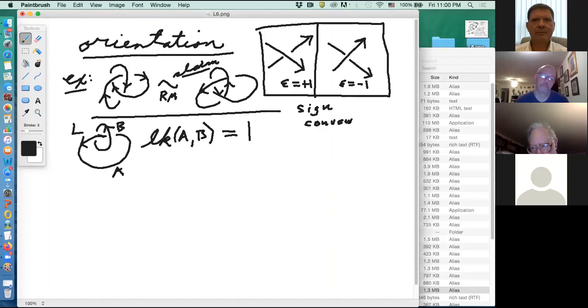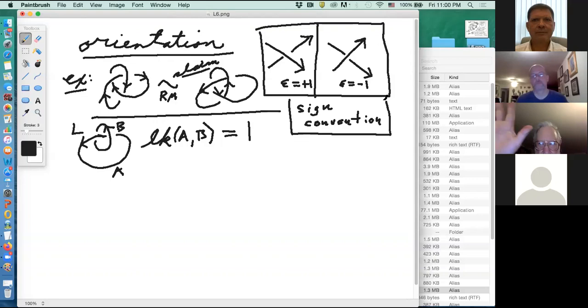So you have to memorize this sign convention. It's the standard one we'll use. One way to remember it is that you put the fingers of your right hand in the direction of the overcrossing line, then your thumb will point in the direction of the undercrossing line if you are looking at a positive crossing. You can try that. Fingers in the direction of the overcrossing line, thumb points in the direction of the under. In the case of a negative crossing, the thumb will be pointing in the wrong direction.